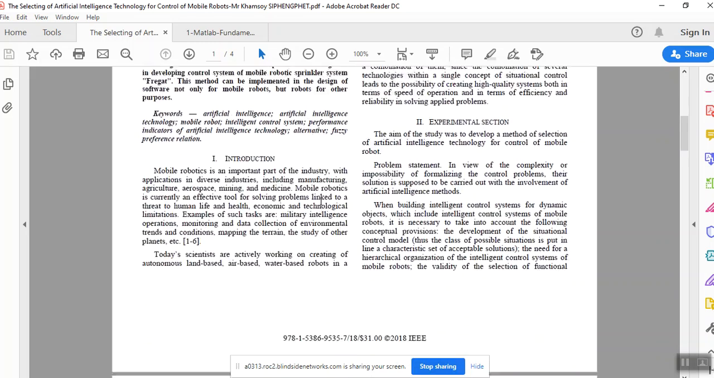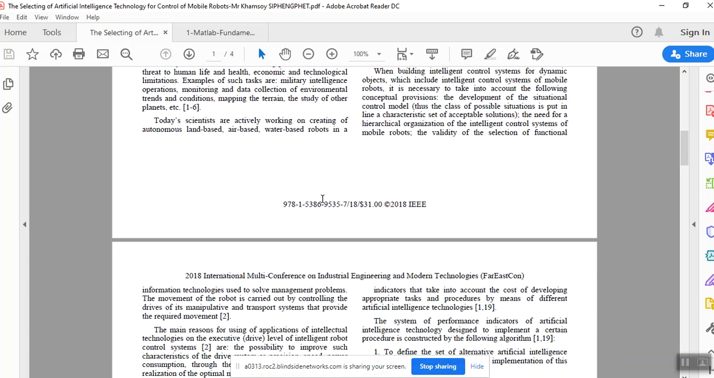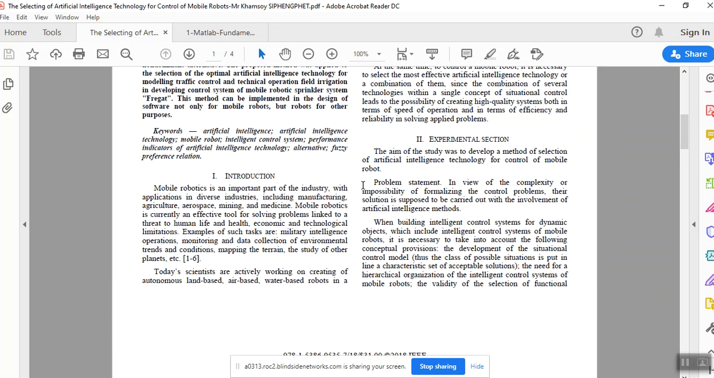So in this paper, the purpose of the methods of selecting the optimal artificial intelligence from the set of available technologies for control of a mobile robot is to improve the functional characteristics of the robot control system, by the optimal coverage of the set of tasks and postures shown by the robot control system.